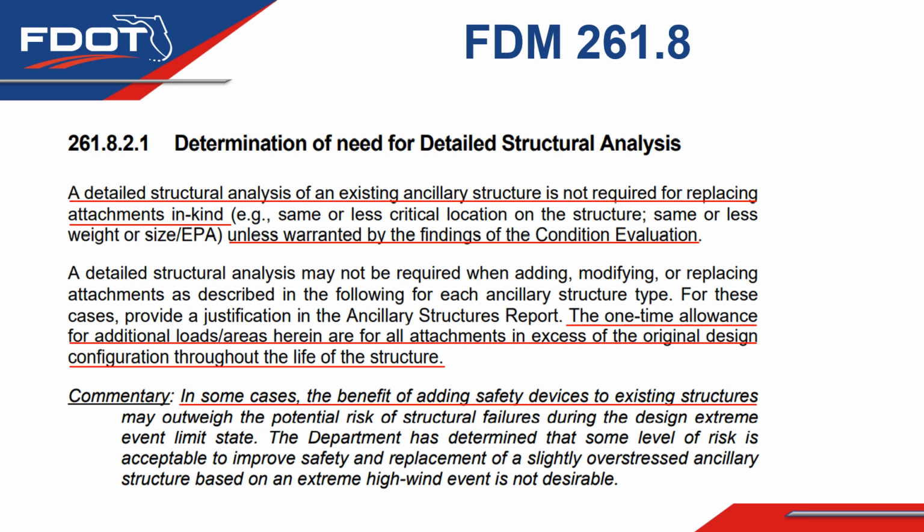I do want to point out this commentary and to make it clear that we understand the risk of structural failure, but in some cases, the benefit of adding these safety devices to the structures outweighs the potential risk for structural failure during the design extreme event limit state. So here we state the department has determined that we have accepted some level of risk to improve safety. The replacement of slightly overstressed ancillary structures based on the extreme event is not desirable. So if you replace these structures where they're slightly overstressed, that's not necessarily the desired outcome that the department wants.